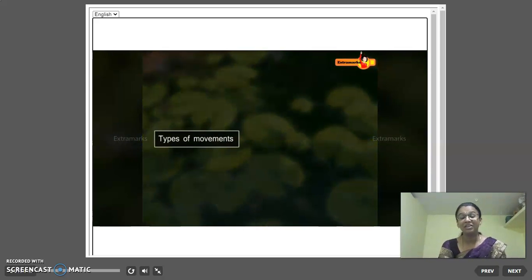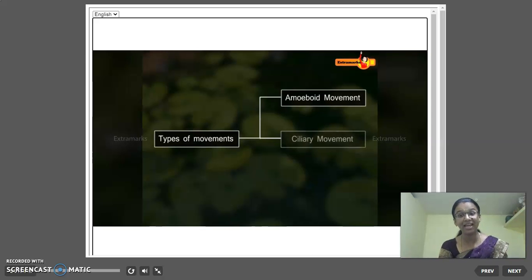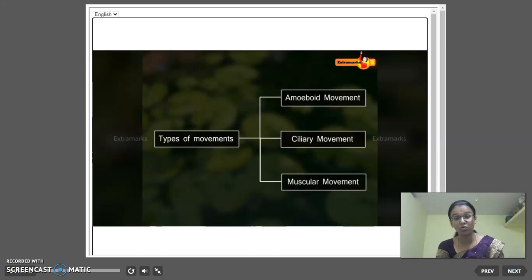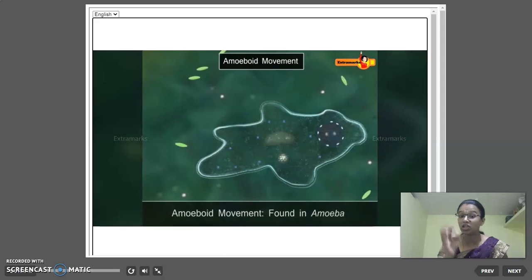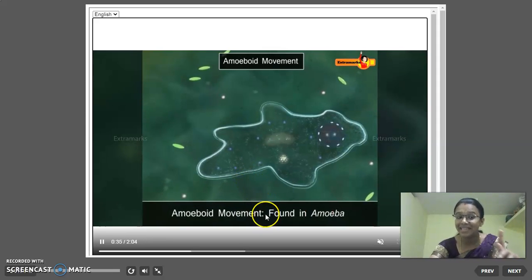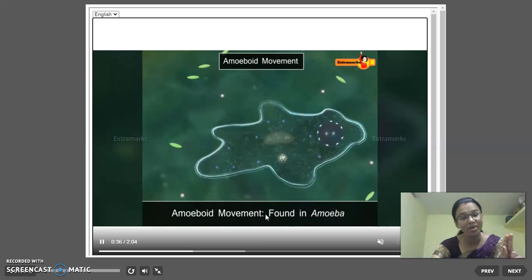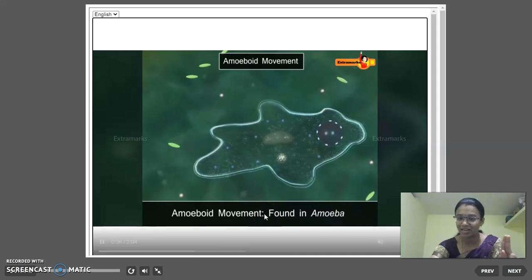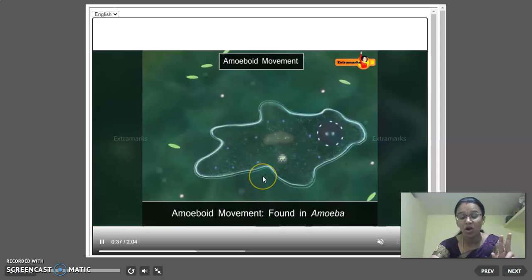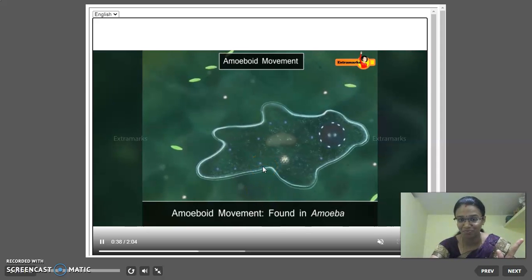We have different types of movement. The first one is amoeboid movement. What is it? Amoeboid movement, ciliary movement, and then muscular movement. This amoeboid and ciliary are movements of microscopic organisms. The amoeba is a single-celled microscopic organism. Clear, children? They do not have any bones inside them.